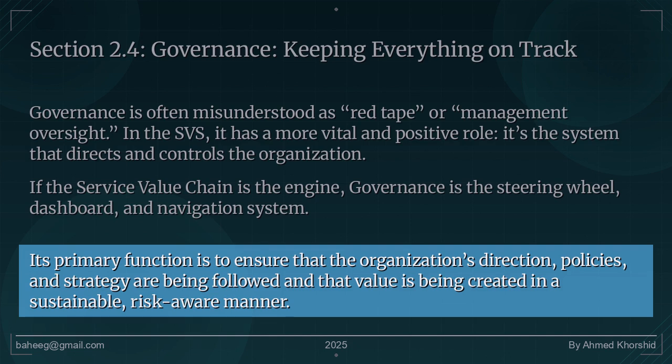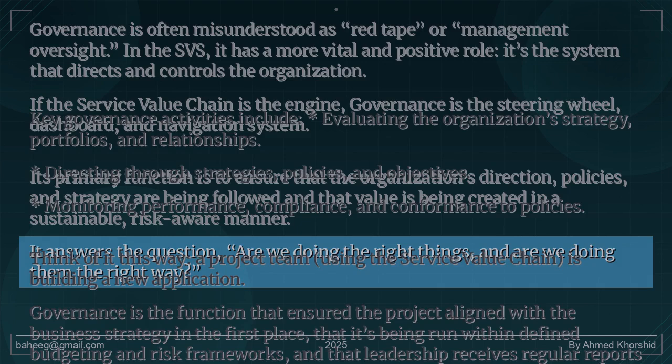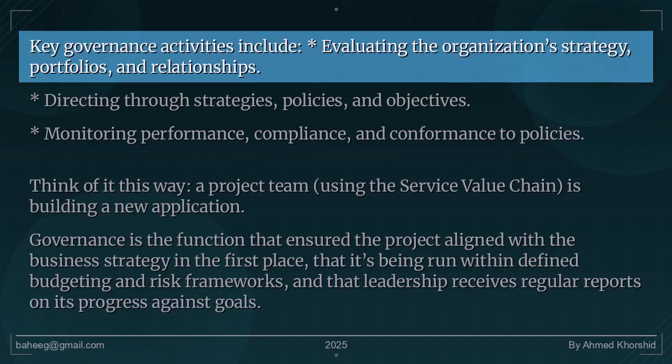Its primary function is to ensure that the organization's direction, policies, and strategy are being followed and that value is being created in a sustainable, risk-aware manner. It answers the question, are we doing the right things, and are we doing them the right way? Key governance activities include evaluating the organization's strategy, portfolios, and relationships.